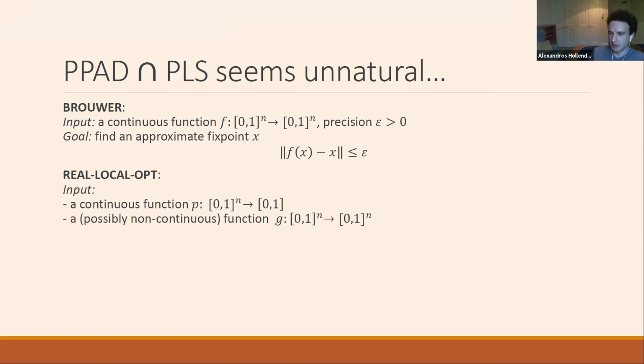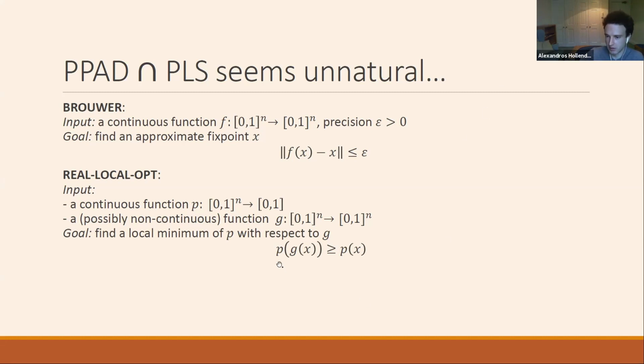For the problem B, the PLS complete problem, we're going to take the following problem, which is called real local opt. Here the input consists of two functions. First of all, a continuous function P on the unit hypercube that you can think of as a potential that we'd like to minimize. And then we're also given a function G that is possibly non-continuous. You can think of this function G as an improvement function, namely a function that we're going to use to find a better point for P. And so how is the solution concept defined here? It's essentially: find the local minimum of P with respect to G.